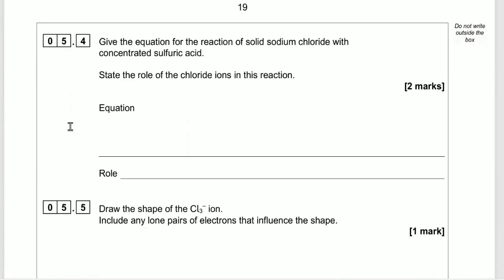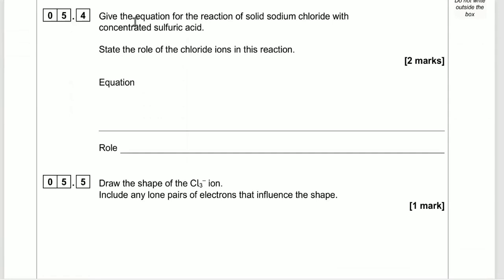Right, we're coming down here to 5.4, and we've got: give the equation for the reaction of solid sodium chloride with concentrated sulfuric acid. State the role of the chloride ions in this reaction. So equation, and then we've got the role. So let's get into that. So all we've got to do is translate the formulas for these. So we want sodium chloride plus sulfuric acid, H2SO4. This is another one you need to know off by heart.